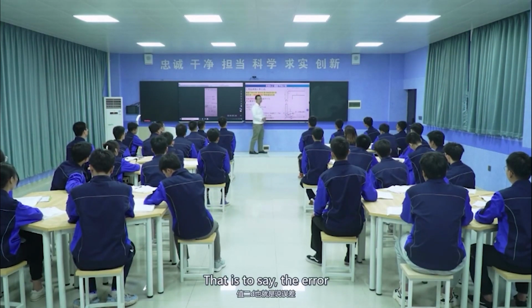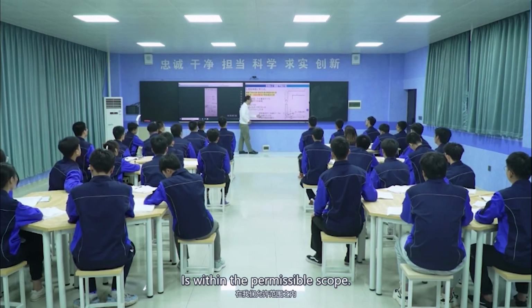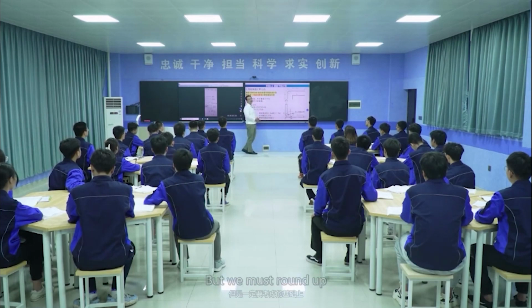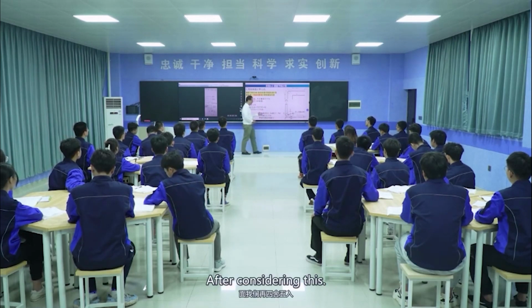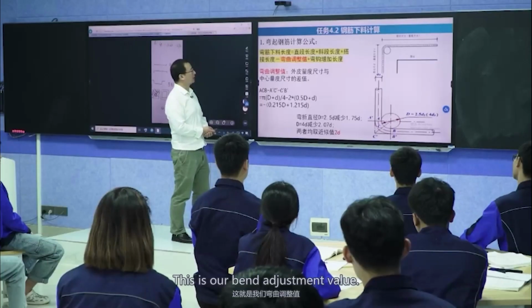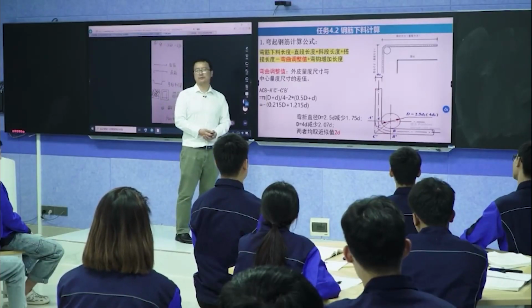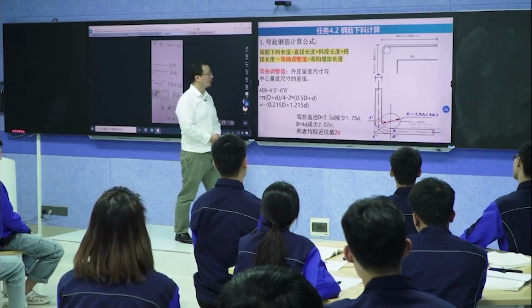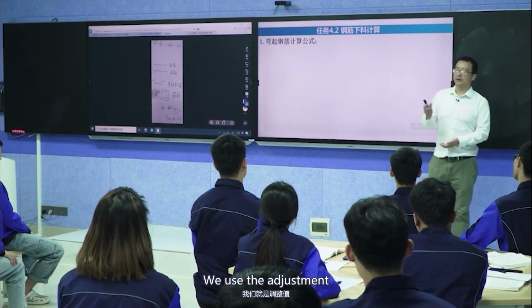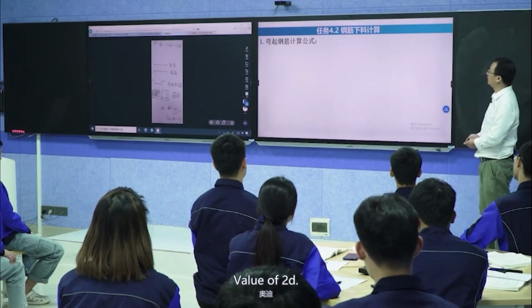That is to say, the error is within the permissible scope. But we must round up. After considering this, it is allowed. This is our bend adjustment value. When you bend 90 degrees, we use the adjustment value of 2d.